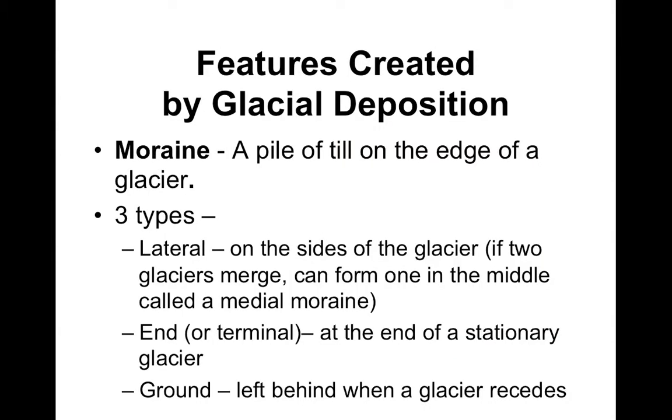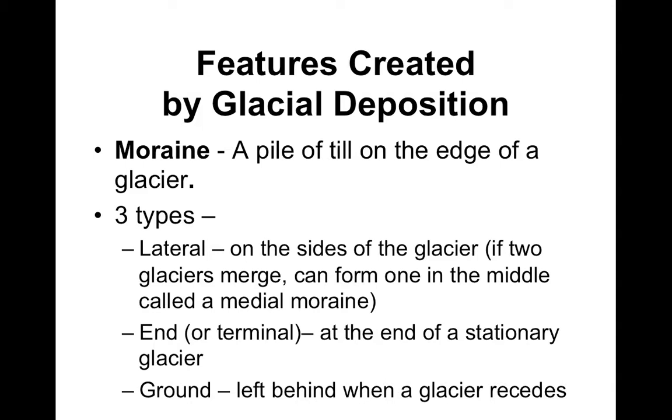Probably the most common feature and the largest caused by glacial deposition is a moraine, which is a pile of till on the edge of a glacier. So if you imagine when you're shoveling snow and you're pushing the shovel ahead of you, you end up with a pile in the front, and then you end up with 2 piles on either side. Those are all moraines. So a lateral moraine is the pile of till on the sides of the glacier. And if 2 glaciers merge, they can join and make a moraine in the middle of the glacier. That's called a medial moraine.